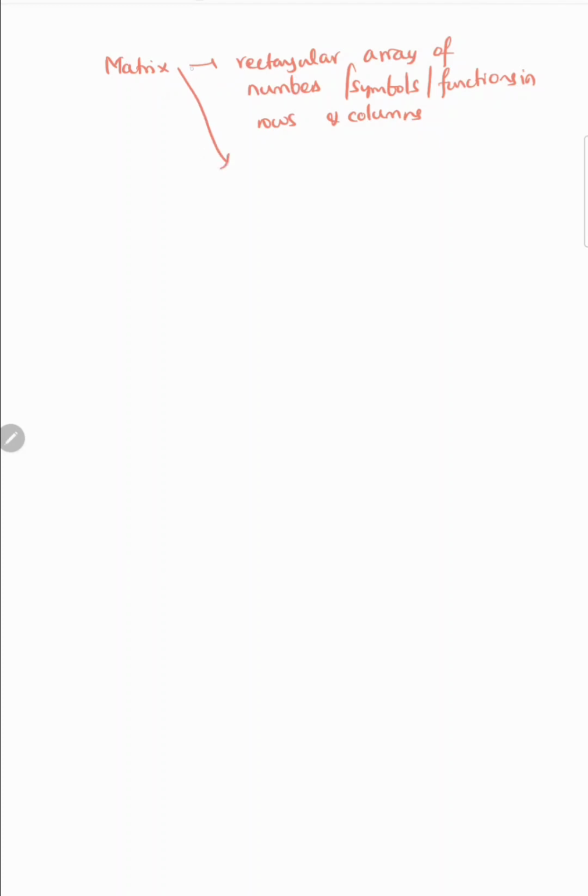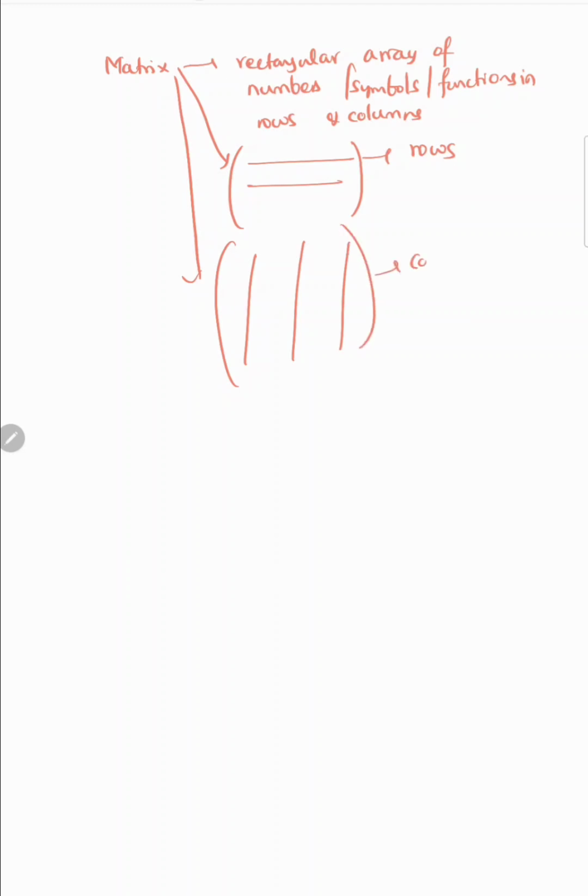So, a matrix is a rectangular array of numbers, symbols, or functions in rows and columns. The horizontal lines denote rows and vertical lines denote columns. So matrices consider horizontal rows as well as vertical columns.